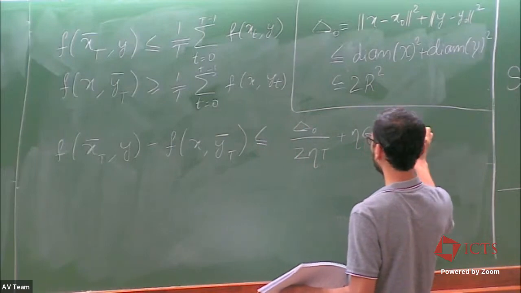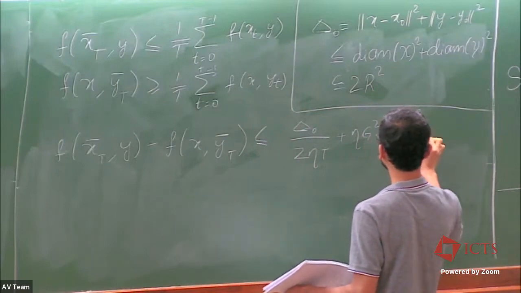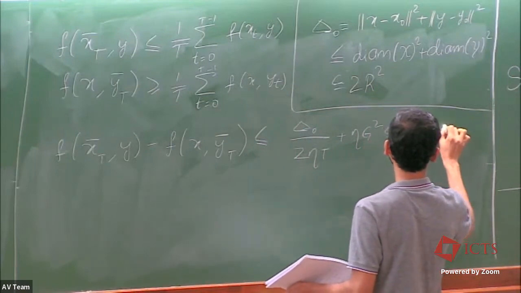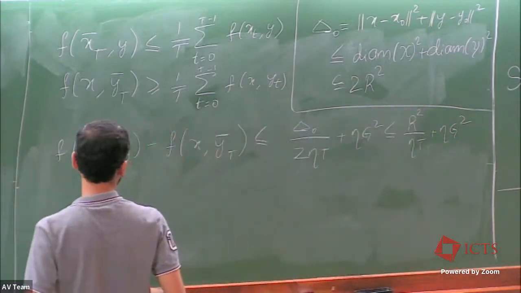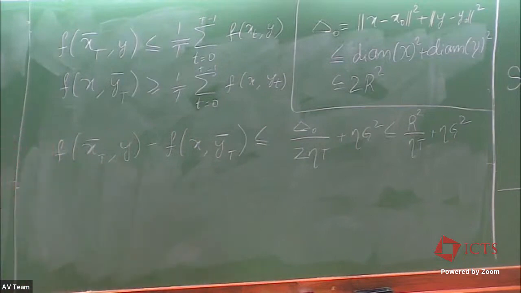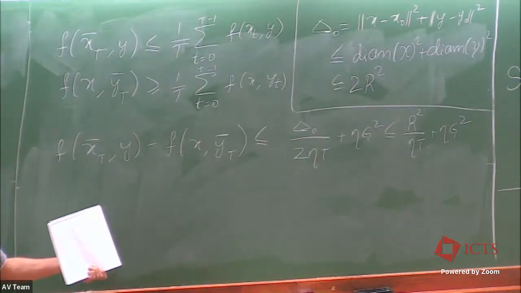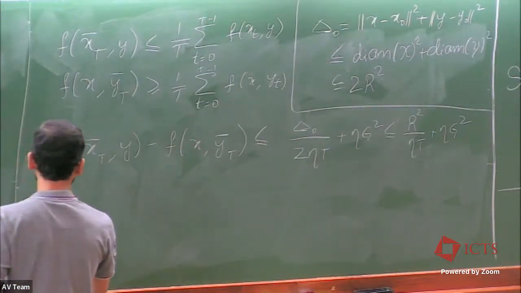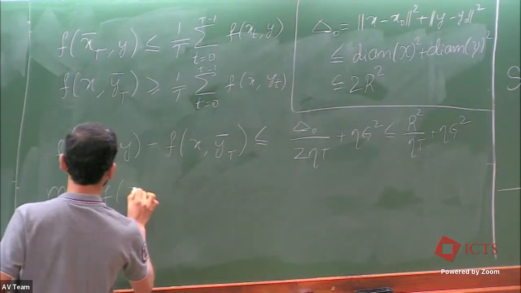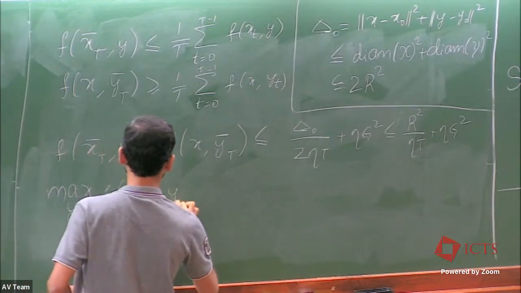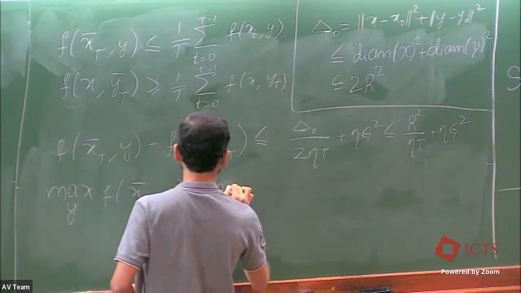So this is less than or equal to r squared over eta t plus eta g squared. So this is true for every x and y. We have not made any assumption about x and y here. So in particular, this will be true for when we take a max over y and then a min over x.